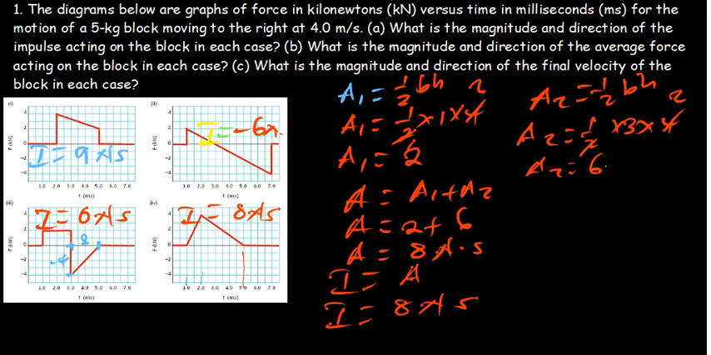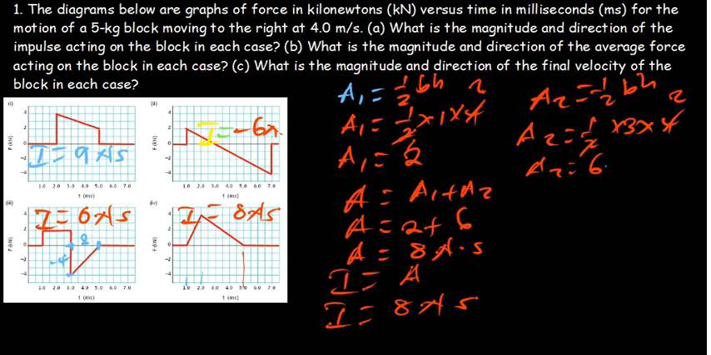Now the question is saying, what is the magnitude and direction? Now, the direction depends on the sign. So we can clearly see that the first part here is positive 9 Newton seconds. Then the second part here is negative. Since this one is negative, it means it was going in the opposite direction. So the direction is just basically the sign, whether it is positive or negative. Okay, so that is very, very important.